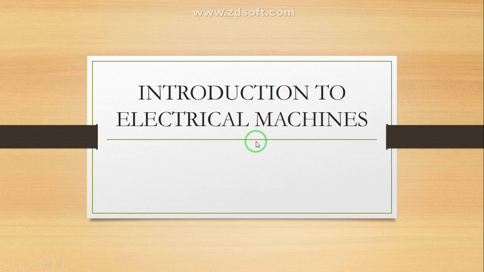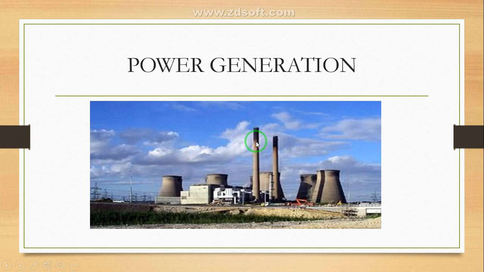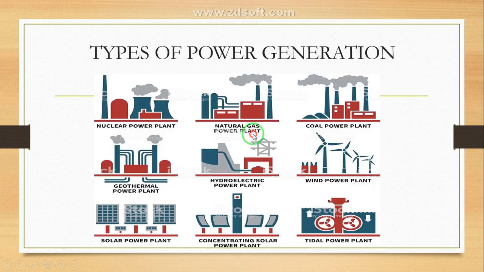What is electricity, and how is it produced? This is a pictorial representation of power generation. We are generating power in power plants. In India we use different types of power generation: nuclear power plant, natural gas, coal power plant, geothermal power plant, hydroelectric power plant, wind power plant, solar power plant, and some other tidal devices. By using these types of power plants, we are generating electricity.